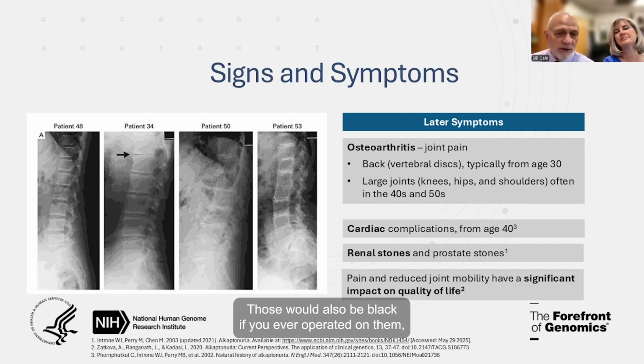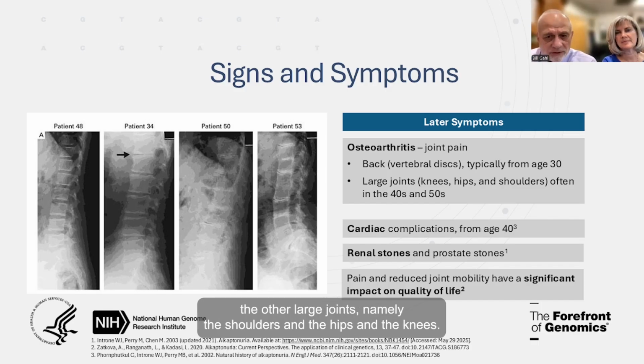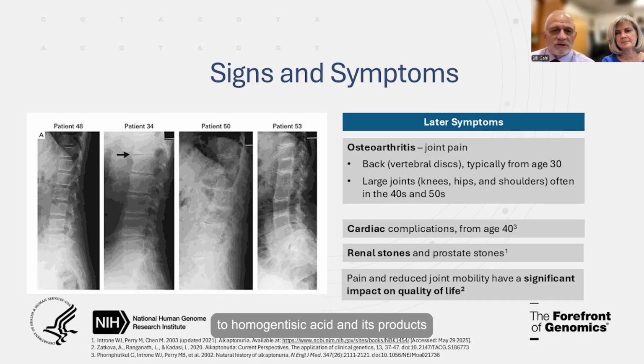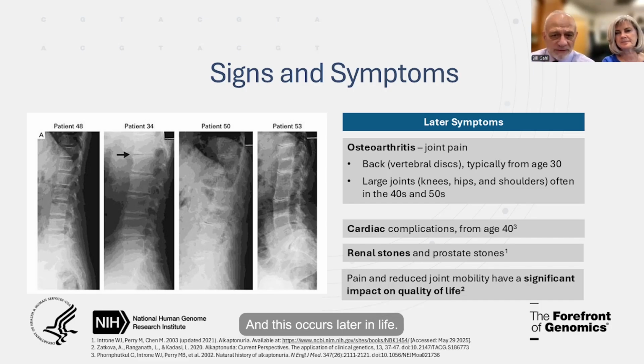Those would also be black if you ever operated on them, as some orthopedists do. But mainly the joints that orthopedists operate on are going to be the other large joints, namely the shoulders and the hips and the knees. There are also cardiac complications, and these largely relate to homogentisic acid and its products forming on the valves of the heart, especially the aortic valve. And this occurs later in life.